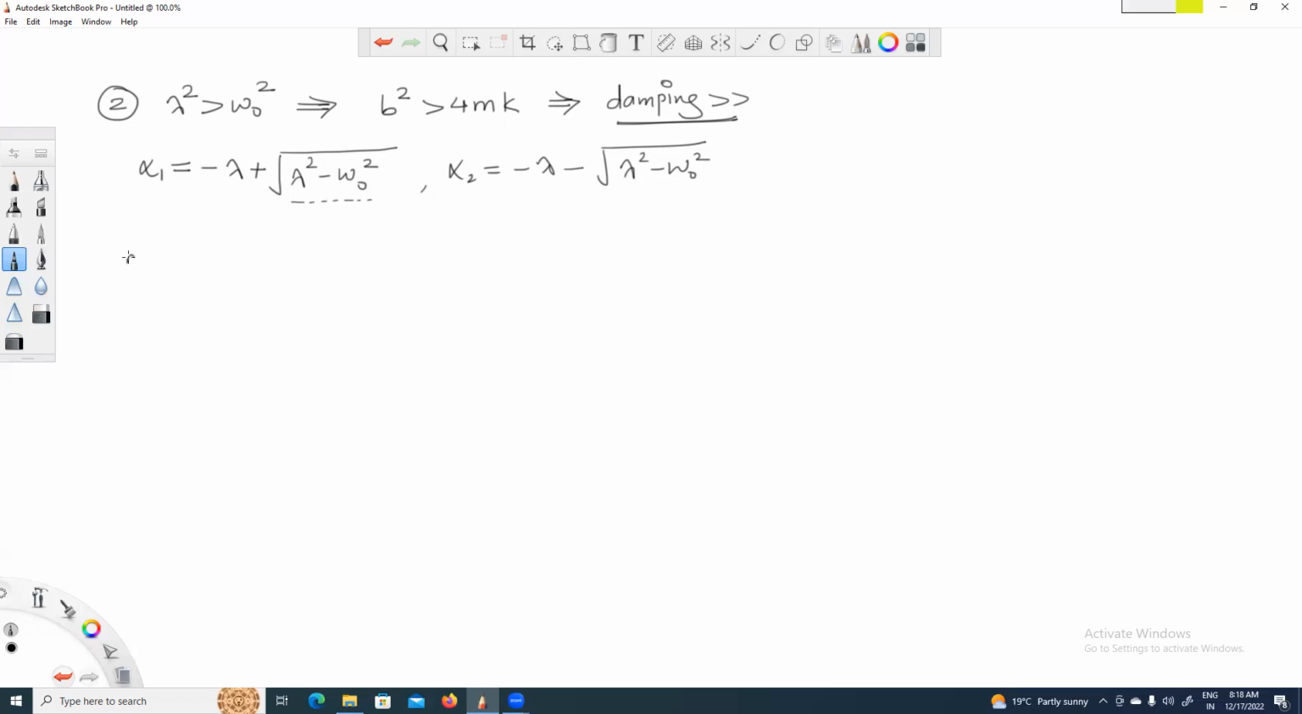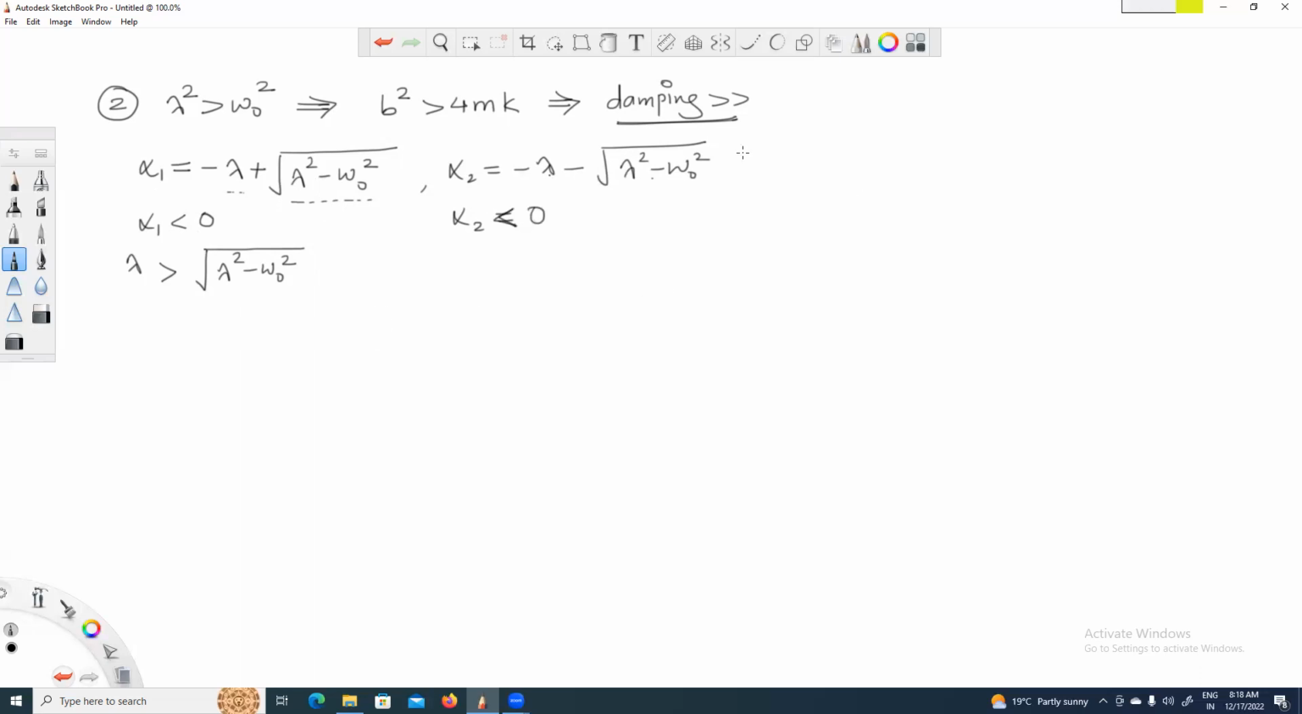But look at the term here. One term is lambda and the other term is the square root of lambda square minus omega naught square. Obviously now lambda would definitely be greater than the square root of lambda square minus omega naught square. This is a certain positive number. This lambda itself is a positive number, but greater than this. So eventually, if you look at the alpha value, alpha 1 would be less than 0 because this is positive, this is more positive. Look at alpha 2 here. This is a positive number, this is a positive number, negative sign. So this definitely will be less than 0.